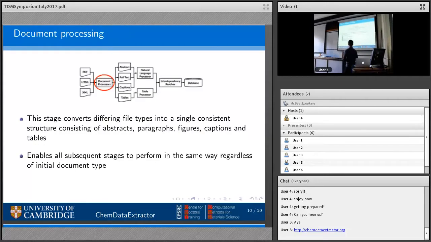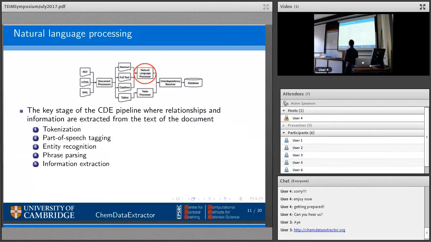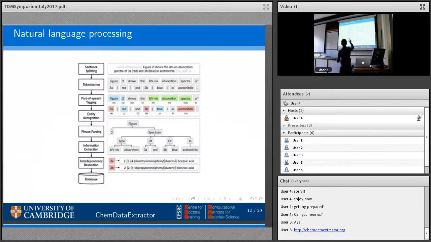And that's probably best shown with a diagram. I don't know if you can see, but at the top we have a sentence: Figure 2 shows the UV vis absorption spectra of 3A red and 3B blue in acetonitrile. The aim of this stage is to extract information from the sentence. The first thing we do is tokenize the sentence, splitting it down into individual tokens roughly corresponding to individual words. That's a relatively straightforward process.